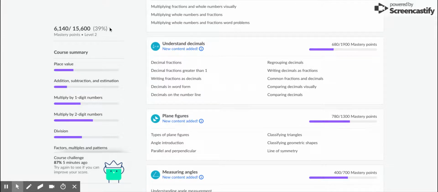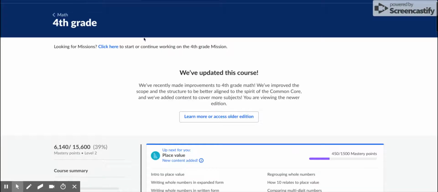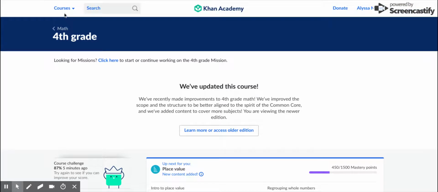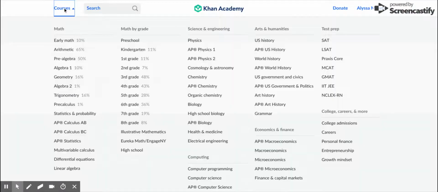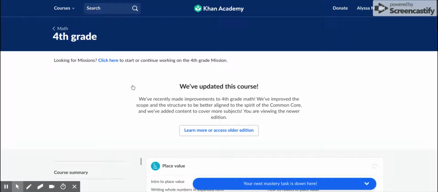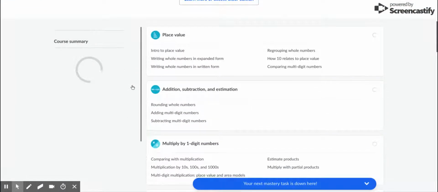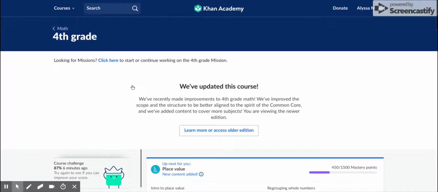Please note that it also tells me where I am. Currently, I'm at 39% towards mastery. I'm at level 2. You can always check that here. Now, if you've forgotten how to get here, let me just do a quick thing. When you get into your Khan Academy, no matter where you are, here's what mine looks like. It's a little different because I'm in teacher mode. You can go up to courses in the upper left corner and click on anything you're needing to click on. Then you can head right into here.